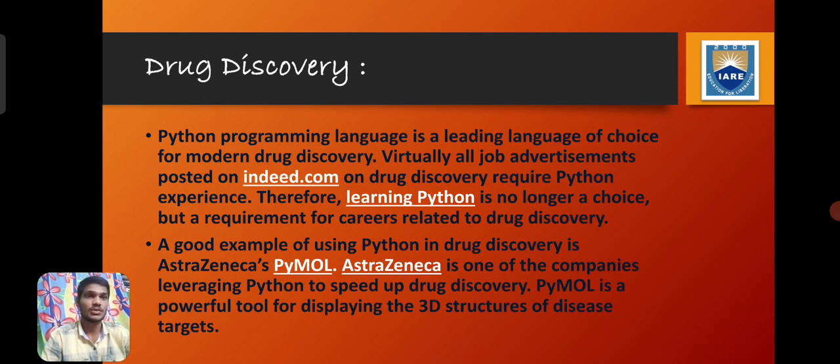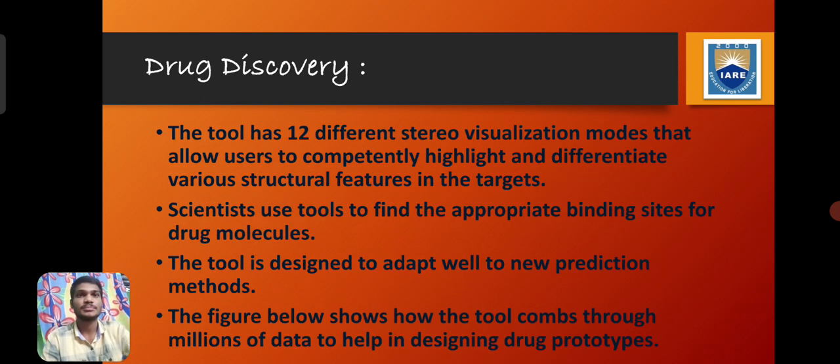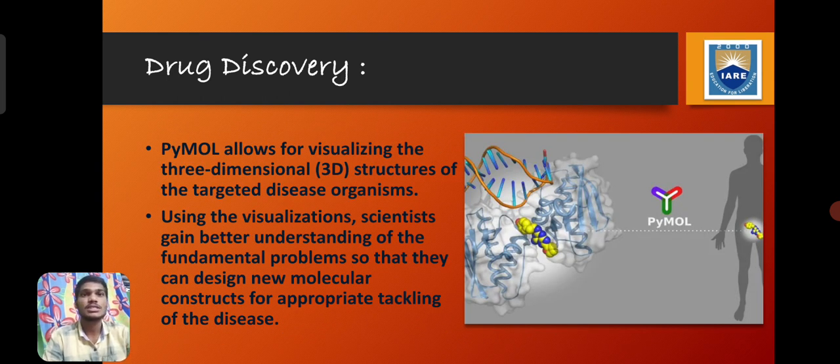learning tools using Python to speed up drug discovery. PyMOL is a powerful tool for displaying 3D structures of disease targets. The tool has 12 different visualization models that allow users to play with highlights and various structural features in the targets. Scientists use it to find communities building seeds or drug molecules. The tool is designed to adopt new design methods well. The figure below shows how the tool composes millions of data points to help design the targets. AI will allow scientists to visualize the 3D structures of the targeted discovery organization. Using the visualization, scientists gain a better understanding of the fundamental problem so that they can scan new molecular constructs appropriate for targeting this disease.